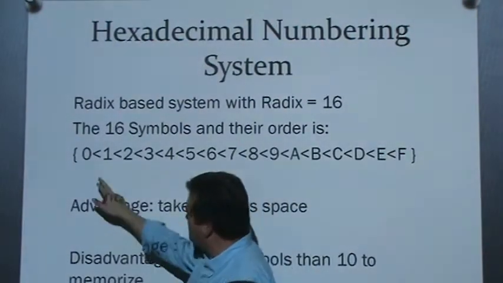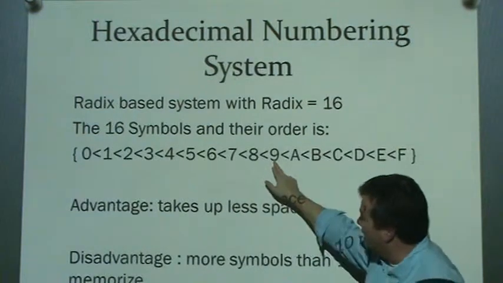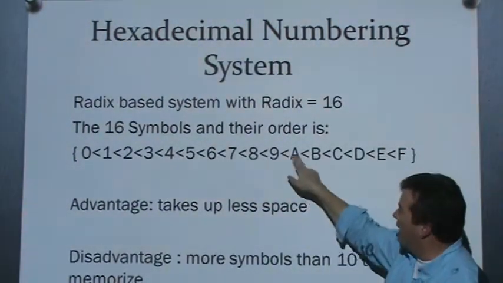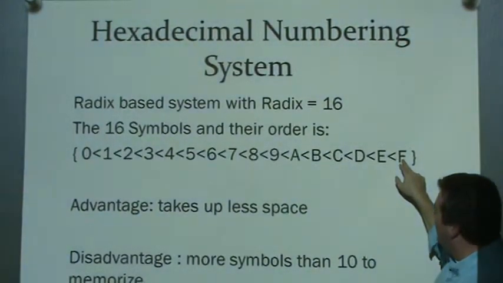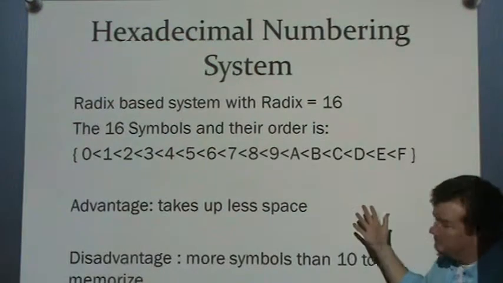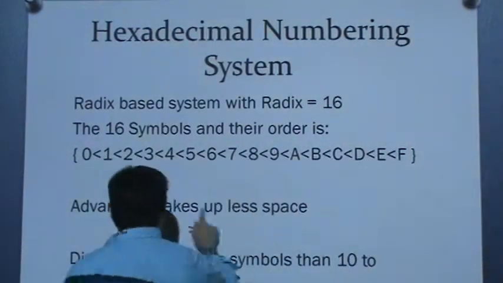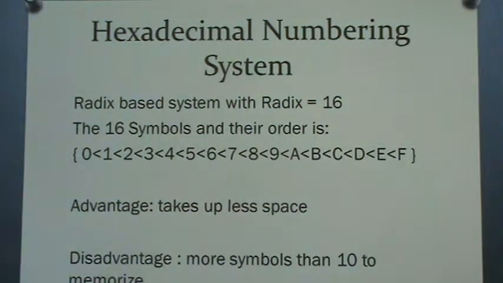So what we're going to do is, it's the same idea. We just keep counting up after 9. We don't go to 1, 0. We just go to A, then B, then C, then D, then E, then F. And then after F, we go to 1, 0 and start the whole system over again. So what's the advantage of this? Well, it takes up less space. The disadvantage is there's more symbols than 10 for us to memorize.